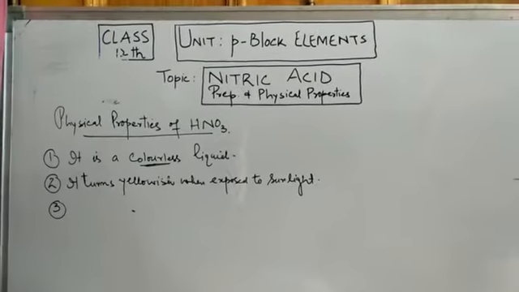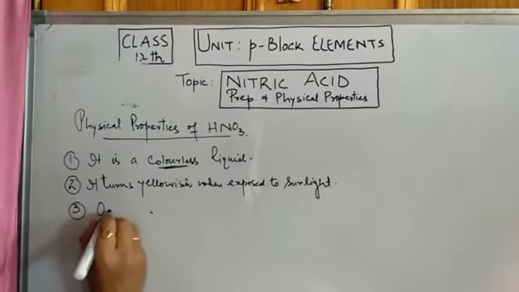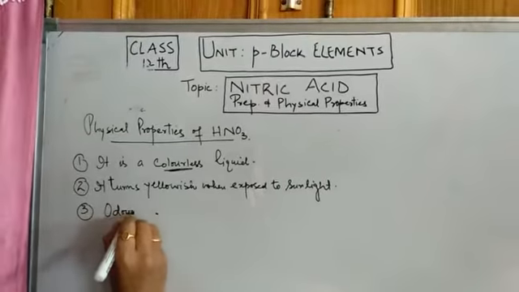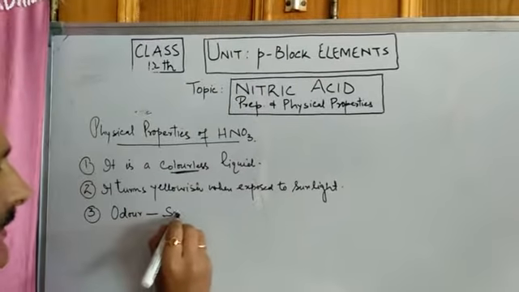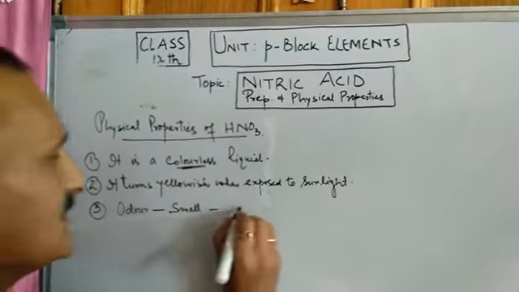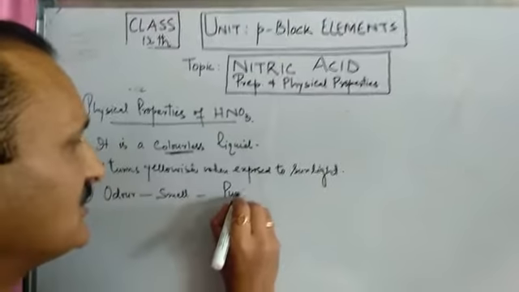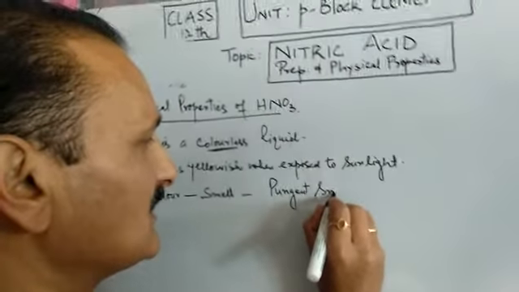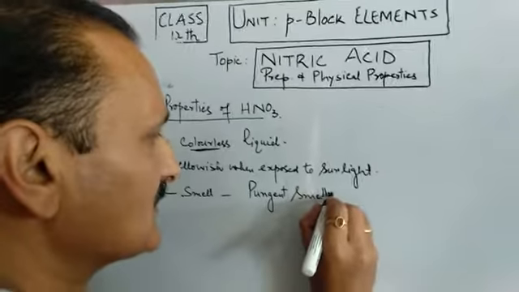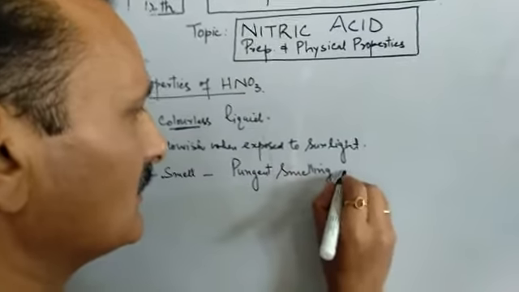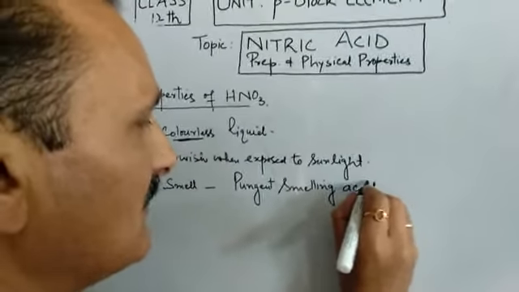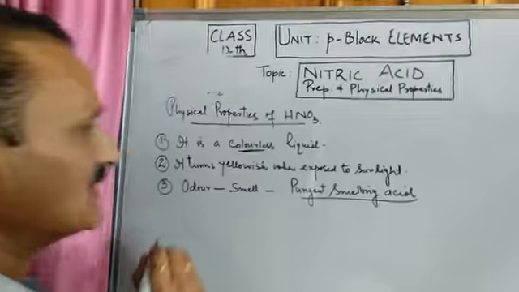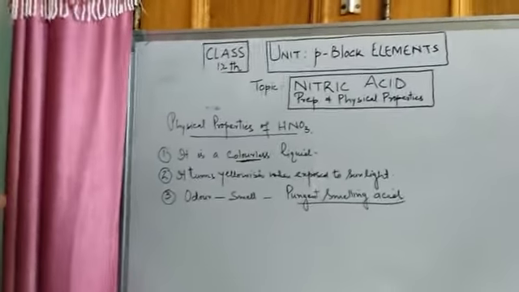Now as far as its odor is concerned, odor means smell. Nitric acid is a pungent smelling acid. Pungent smelling means it doesn't have a good smell. It has a very bad smell. So it is a pungent smelling acid.